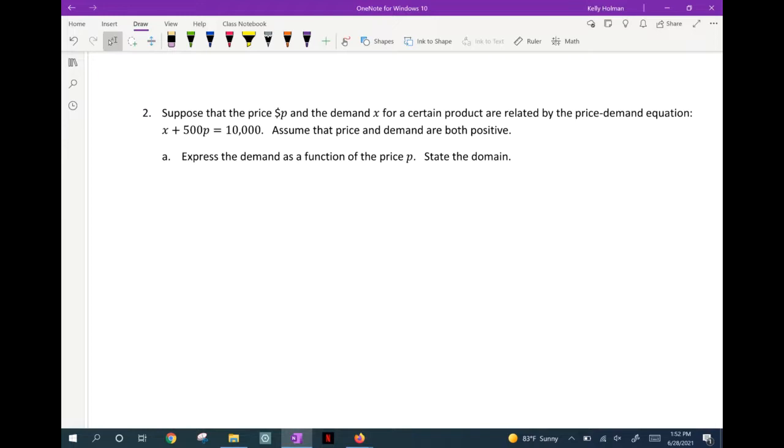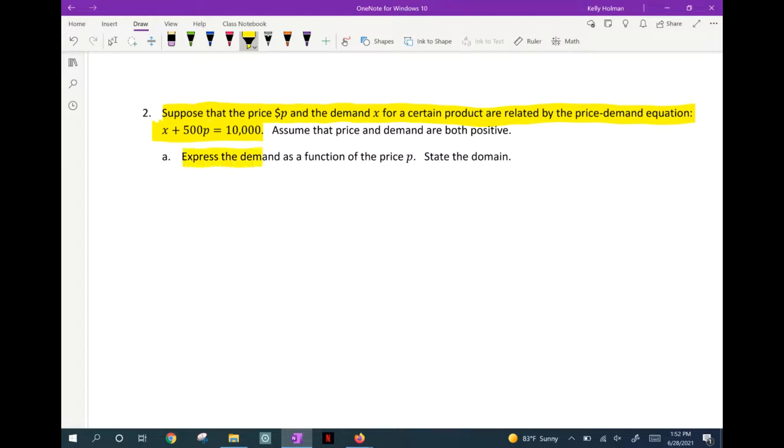Okay, what in the world is this problem asking? It says, suppose the price, P dollars, and the demand X for a certain product are related by this price demand equation. So see how this is implicit? The other one was explicit. We already had one of the function simplified on one side of the equation and then the variables on the other. This is implicit. But luckily we can do some algebra on this one to make it more user-friendly.